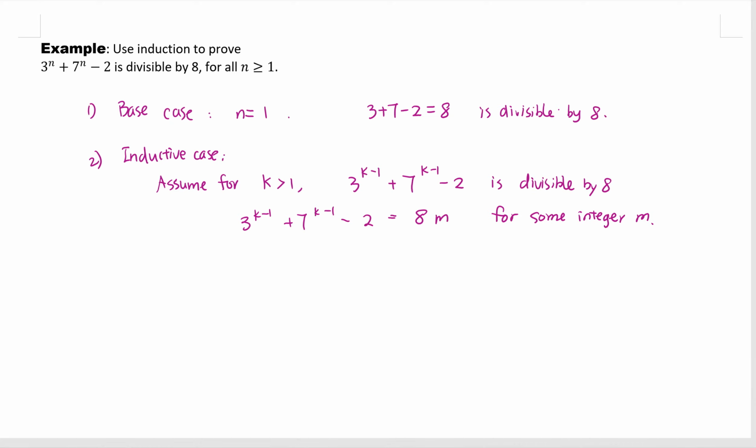And we want to show the statement is true for n equals k. So 3 to the k plus 7 to the k minus 2, we want to show this is also divisible by 8.